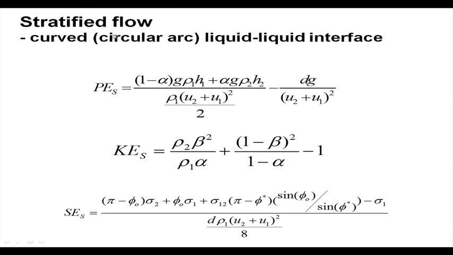Similarly, for the stratified flow case also, as you can see, we have developed the potential energy, kinetic energy and the surface energy terms. We find that the surface energies are governed by the two angles, as I have mentioned, phi 0 and phi star, and they define alpha and the other geometric parameters.